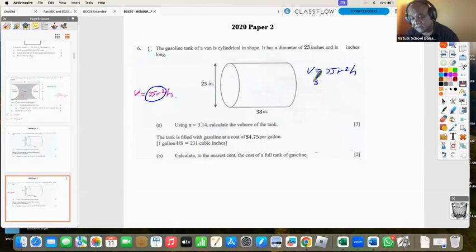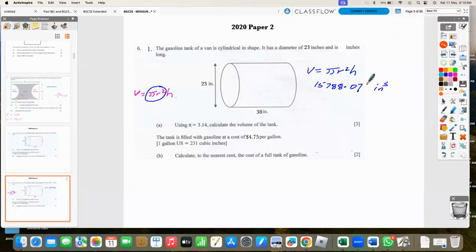15,780.07. Yes, because that is what I see on my calculator here. I'm going to write it. Everybody, understand how you get that? You get 15,780.07 cubic inches. All those who understand how we get that?